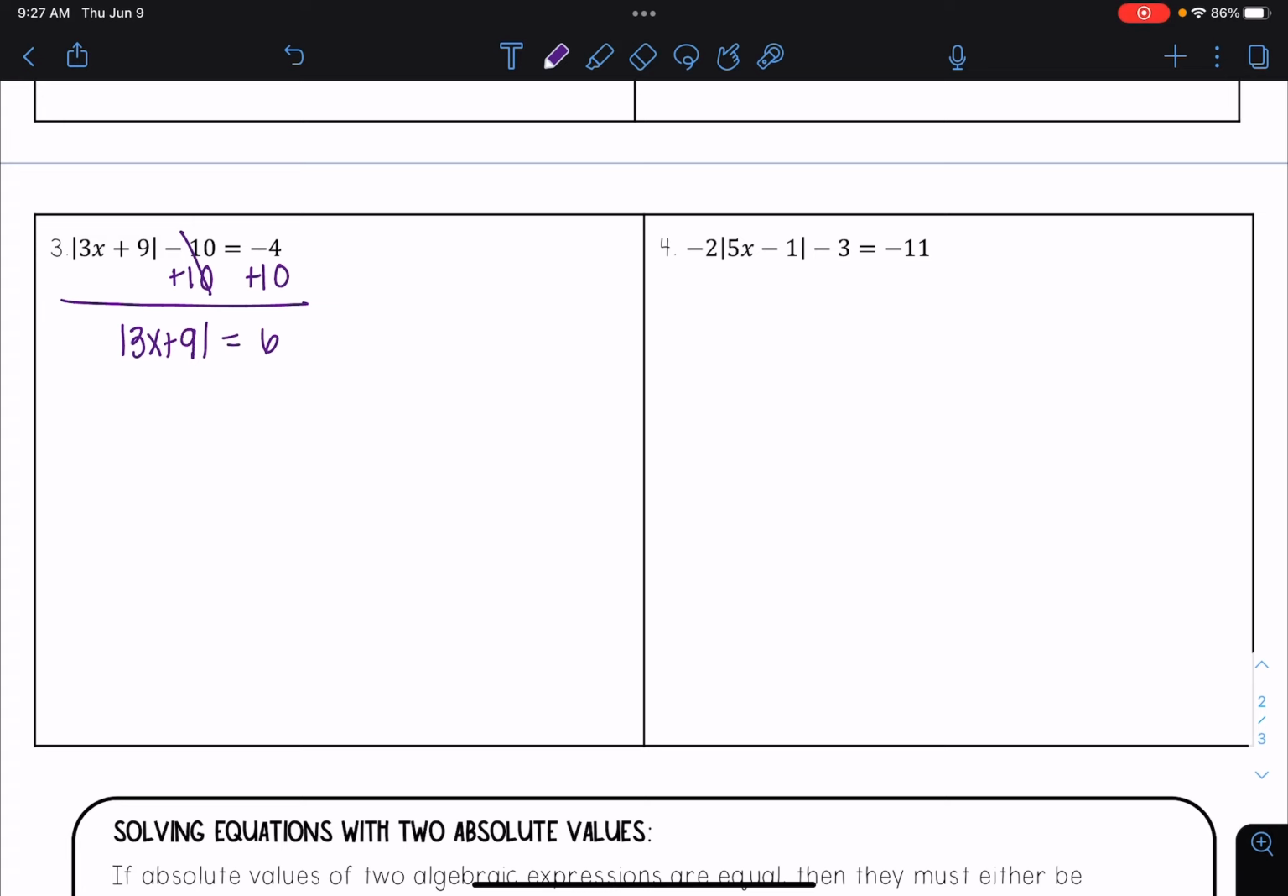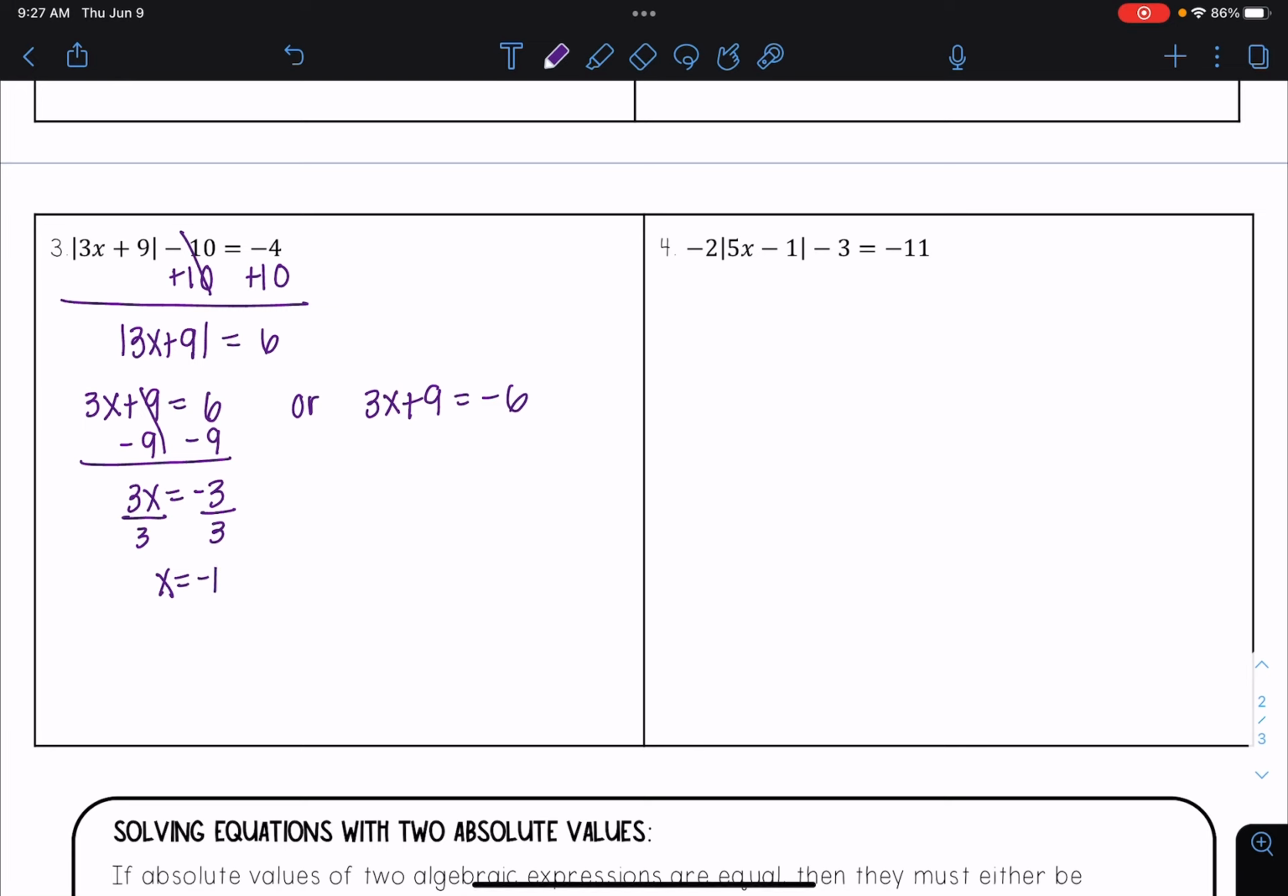Now I can go ahead and move on to step 2, which is to split this into 2 equations. One with a positive 6 and the other with a negative 6. And I drop my absolute value bars. And now I just need to solve both of these equations. So I'm going to subtract 9 from both sides. And I get 3x is equal to negative 3. Divide by 3.